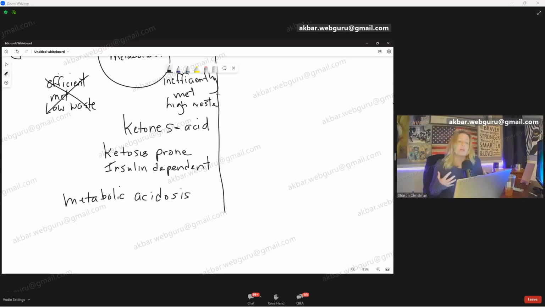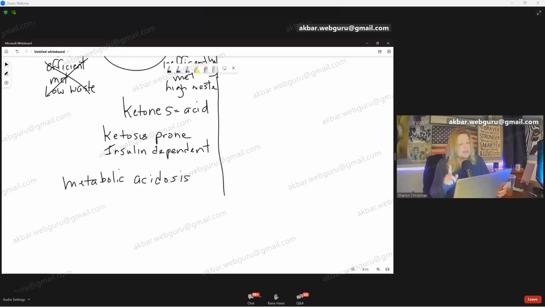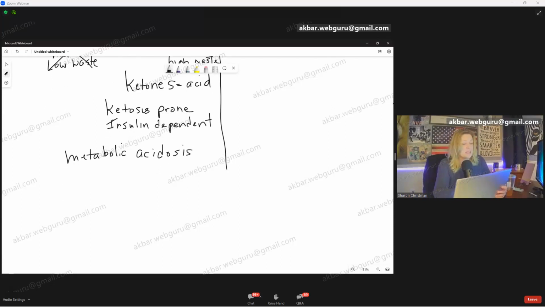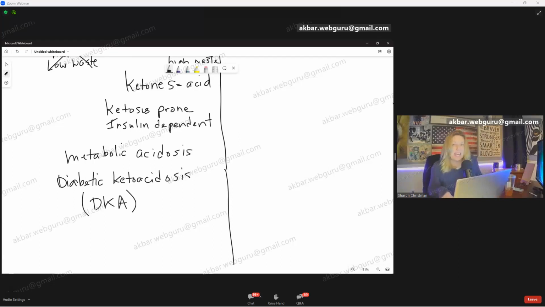Now, because they're a diabetic and there's some other specific things associated with this, we actually give it a new name. Now, it still is a metabolic acidosis. I'm not saying it's not metabolic acidosis. It is. But we give it a name and we decide to call it diabetic ketoacidosis because it's specific to those ketones. So we call it diabetic ketoacidosis. So type 1 diabetics develop DKA.